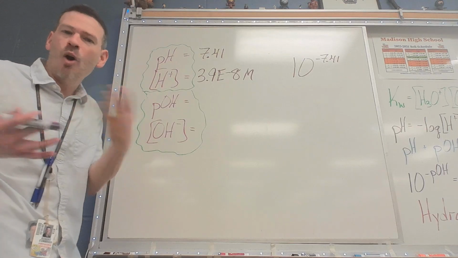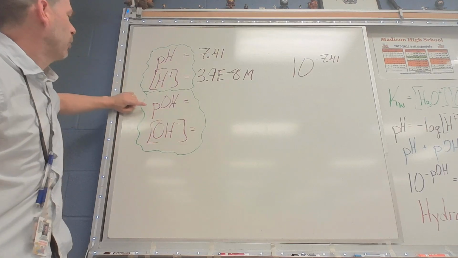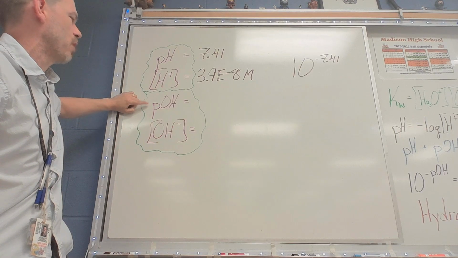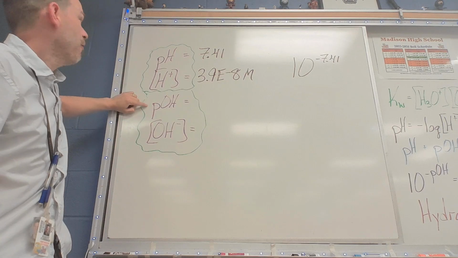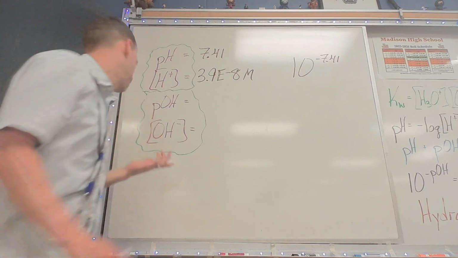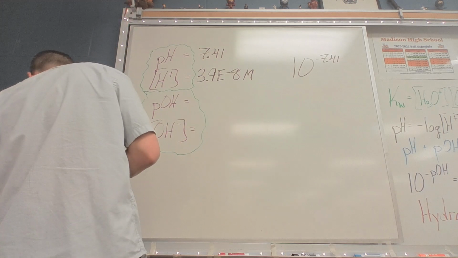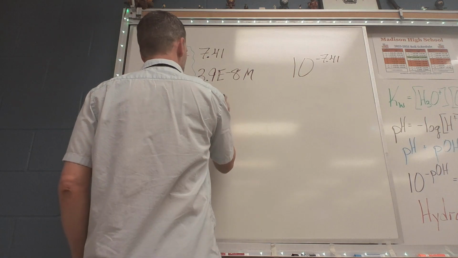Now, we can continue going however we want to go about this. Like, what do you think the easiest way to get pOH is right now? Yeah, we know that those two numbers equal 14. So the pOH, I can tell right away, is going to be 6.59.